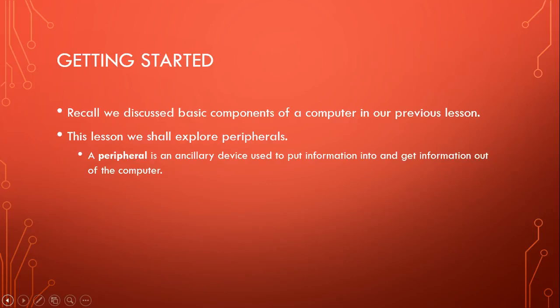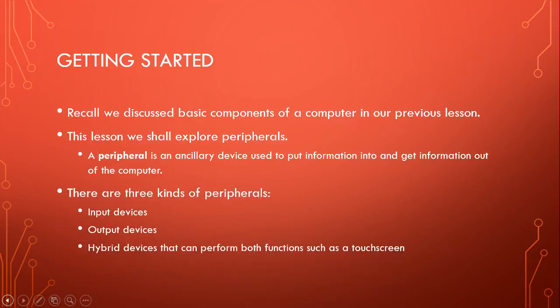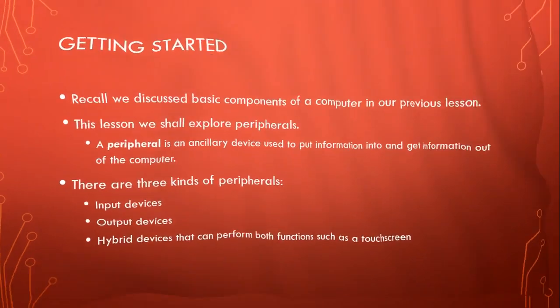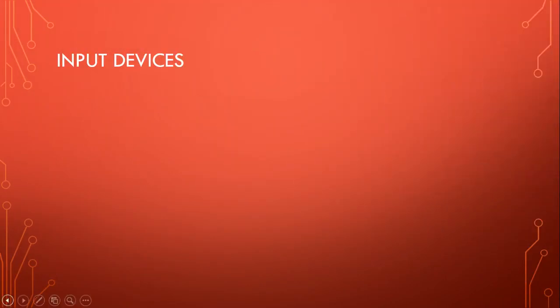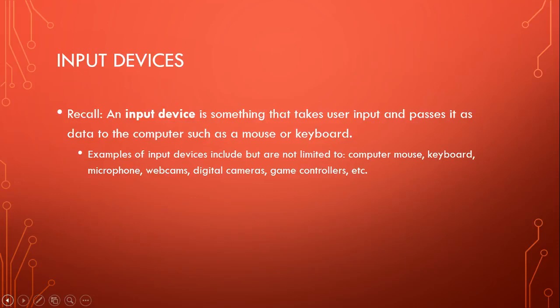A peripheral, for our purposes, by definition, is an ancillary device used to put information into and get information out of the computer. Now, there are three basic types of peripherals. You have input devices, you have output devices, and hybrid devices that can perform both functions, such as a touchscreen. So, they're both outputting information, but they're also capturing it. So let's start with the first one, input.